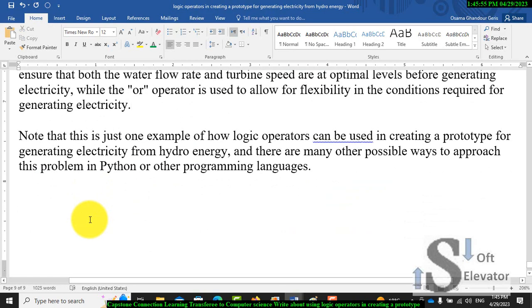Note that this is just one example of how logic operators can be used in creating a prototype for generating electricity from hydro energy, and there are many other possible ways to approach this problem in Python or other programming languages.